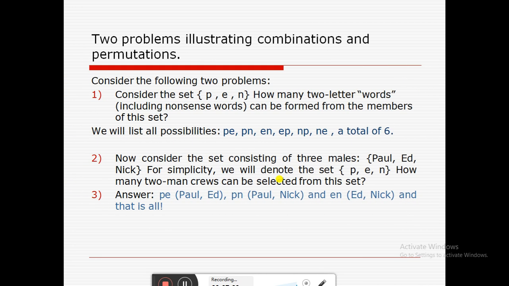So these were two problems illustrating combinations and permutations.